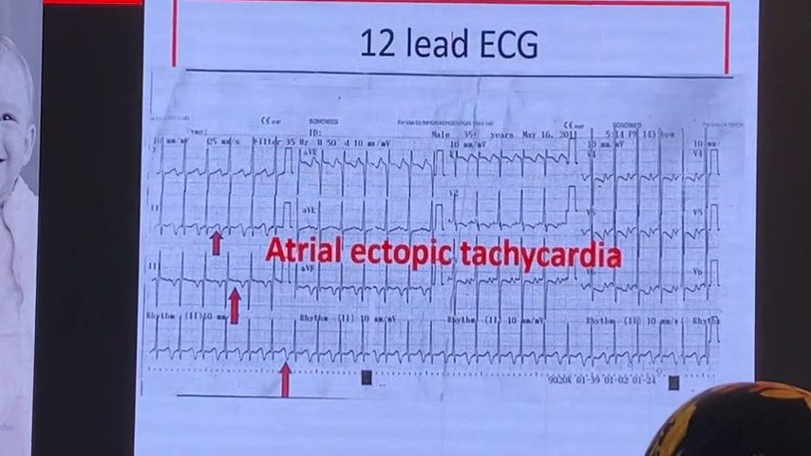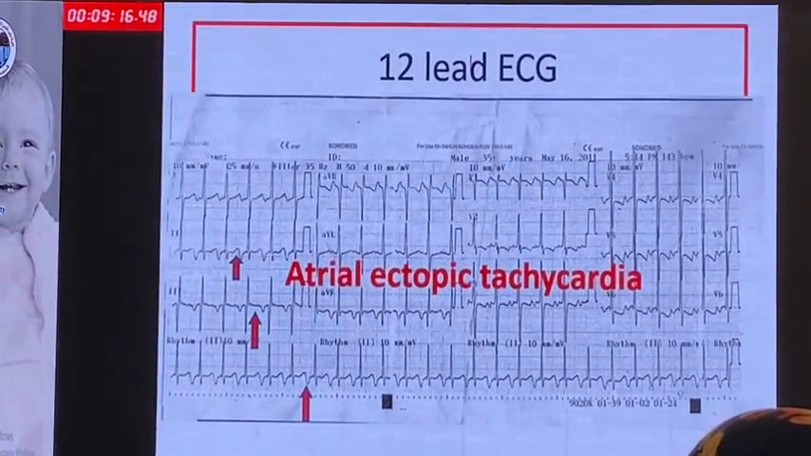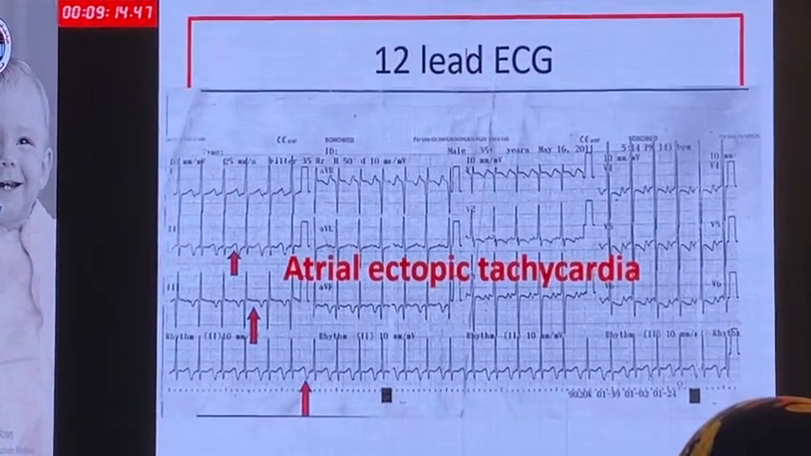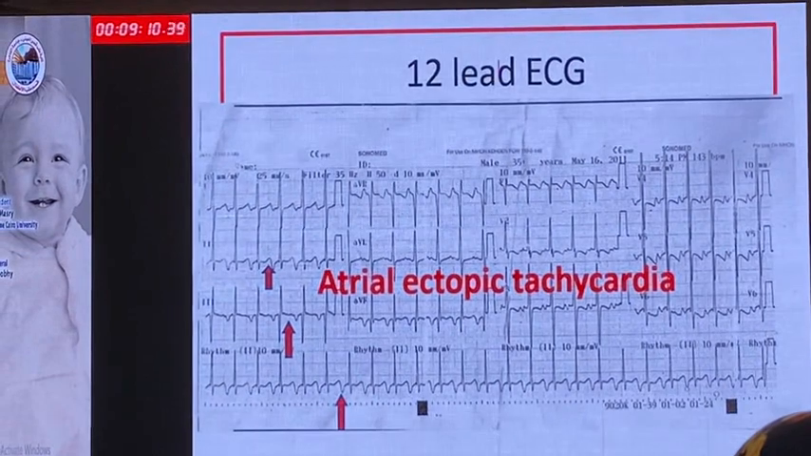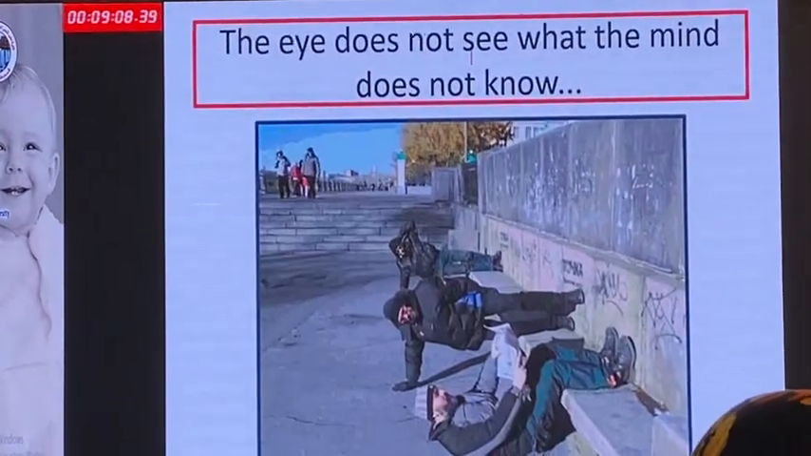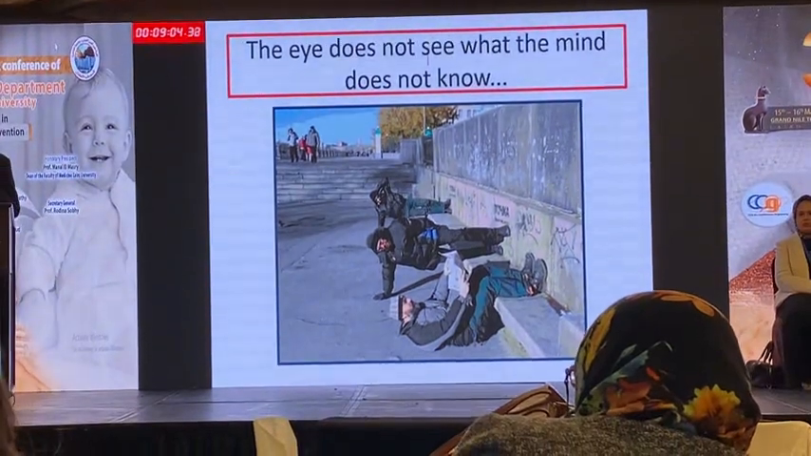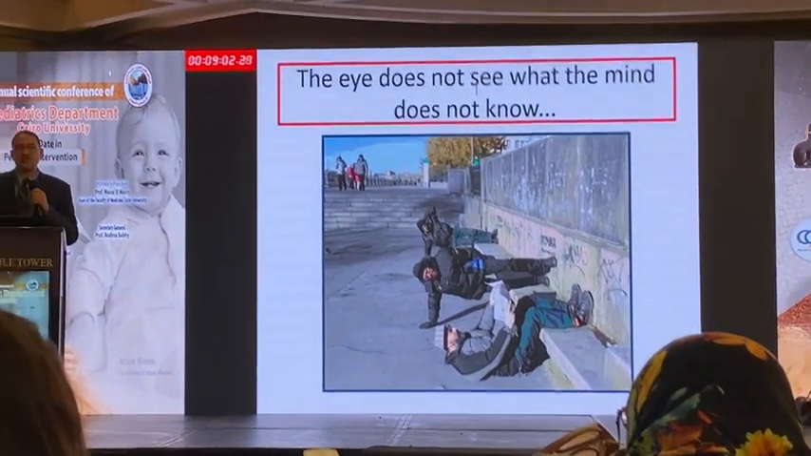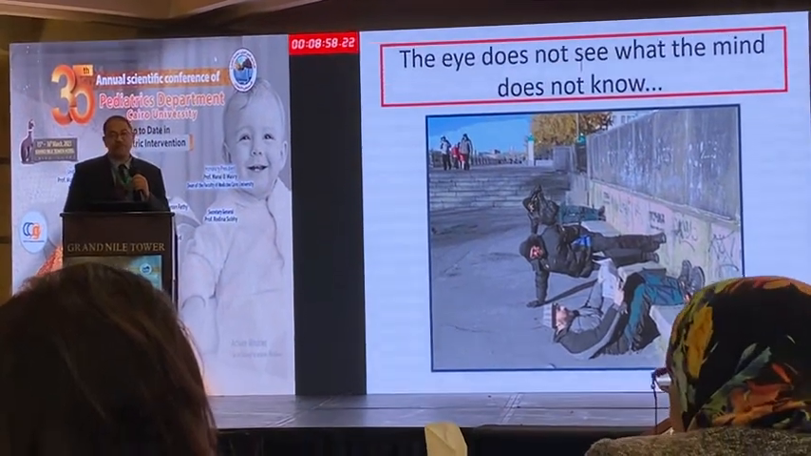And this actually is good news, because this ectopic atrial tachycardia is the cause of the dilated cardiomyopathy, and if we treat this arrhythmia, the patient will have a normal heart. The eye doesn't see what the mind doesn't know, and this applies to the ECG. So ECG interpretation in a systematic way is very important for diagnosis.